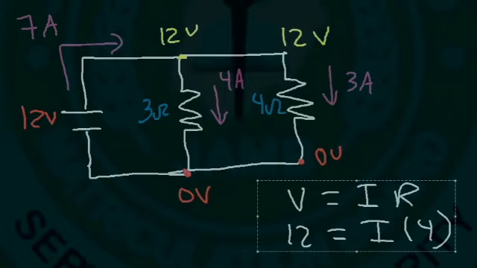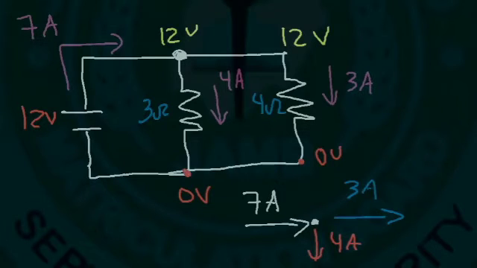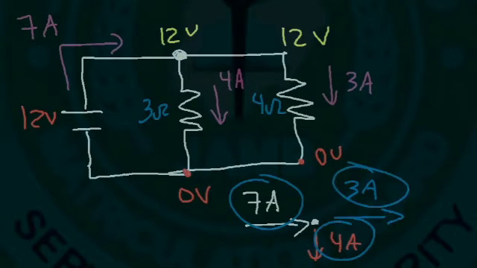Now that number, the 7 amps that we got, is related to Kirchhoff's current law. Now let's focus on this point right here. Kirchhoff's current law states that the current that enters a certain point equals the current that leaves that point. So 7 amps of current enters this point, 4 amps travels downward, and the other 3 amps go in this direction. So as you can see, the current that enters the point equals the current that leaves the point. And that's the main idea behind Kirchhoff's current law.